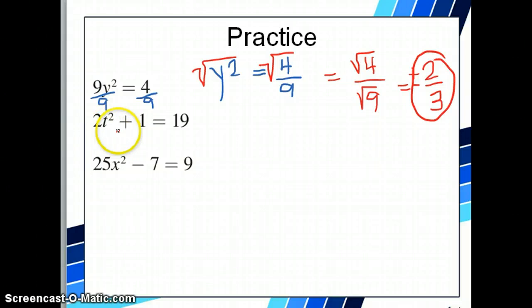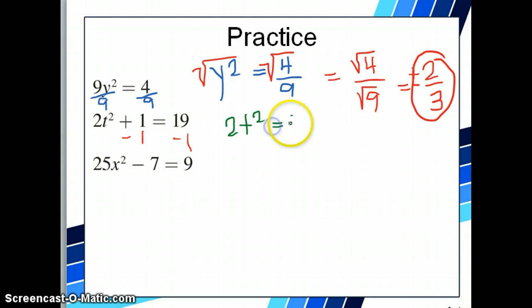If we're looking at the next one, we have a few things going on. We have multiplication by 2 as well as addition by 1. So we're just going to start by solving this equation step by step. So I'm going to subtract 1 from both sides. So I'm left with 2t squared equals 18. I'm going to divide that 2. So I get t squared equals 9.